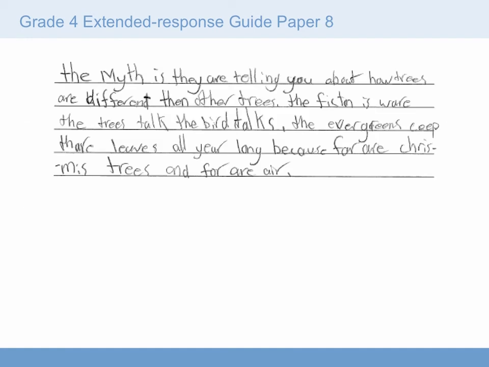Guide paper 8 is a level 1. The student writes, "The myth is they are telling you about how trees are different than other trees. The fiction is where the trees talk, the bird talks. The evergreens keep their leaves all year long because for our Christmas trees and for our air."